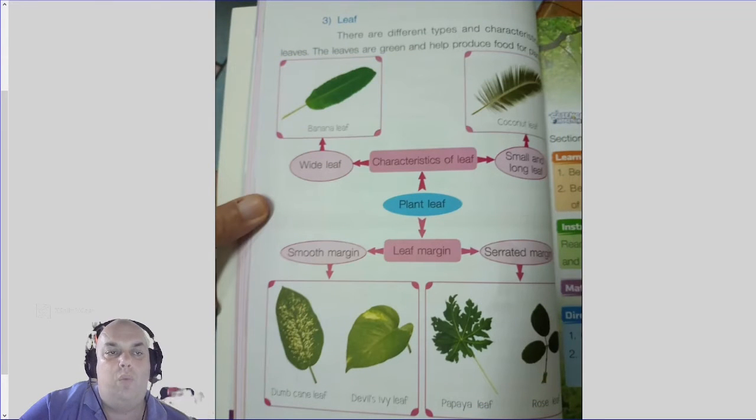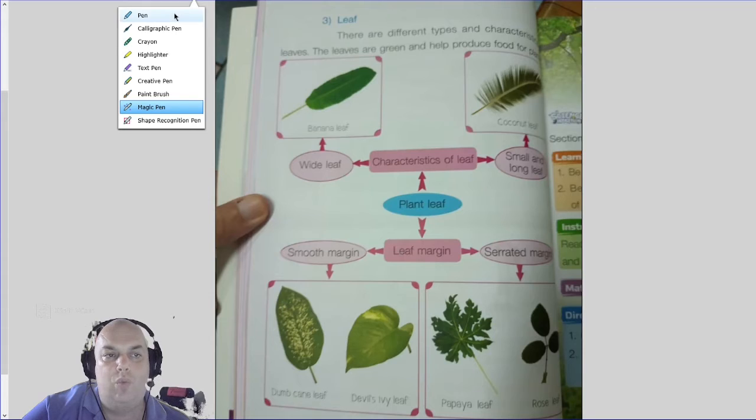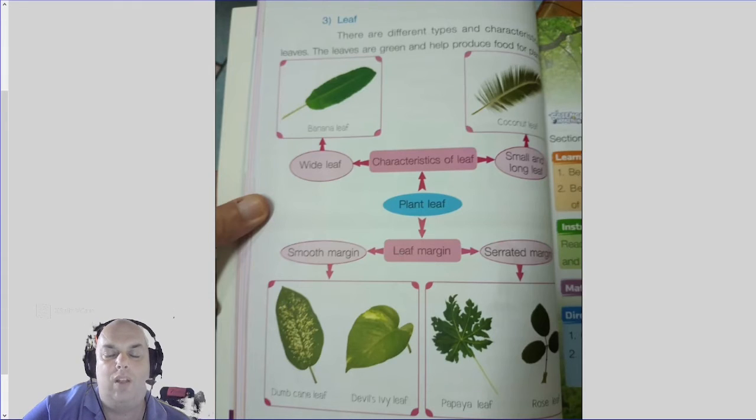Okay, next we're going to have a look at the leaves of a plant. Now what do the leaves of a plant do? The leaves of a plant use the sunlight to make food. Okay? So the leaves create food for the plant. So the roots get the water and the leaves make the food.